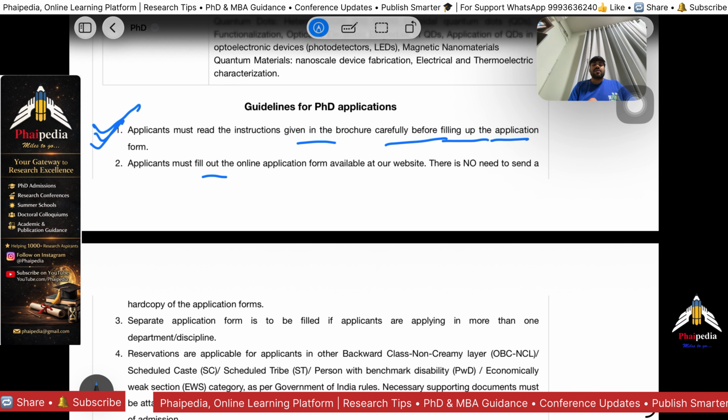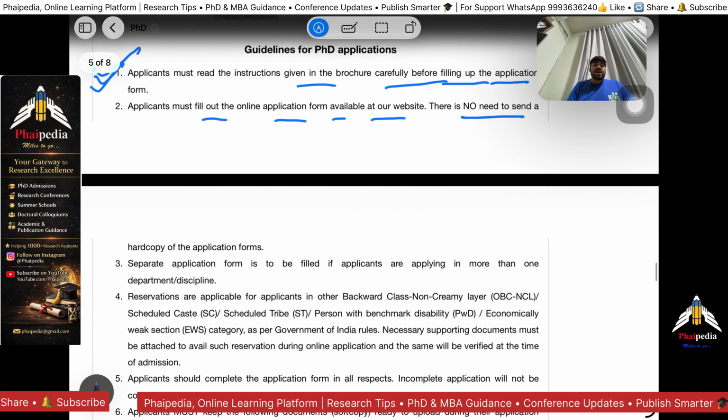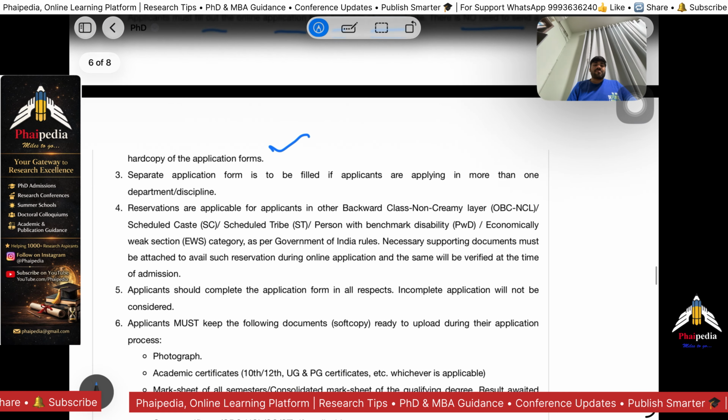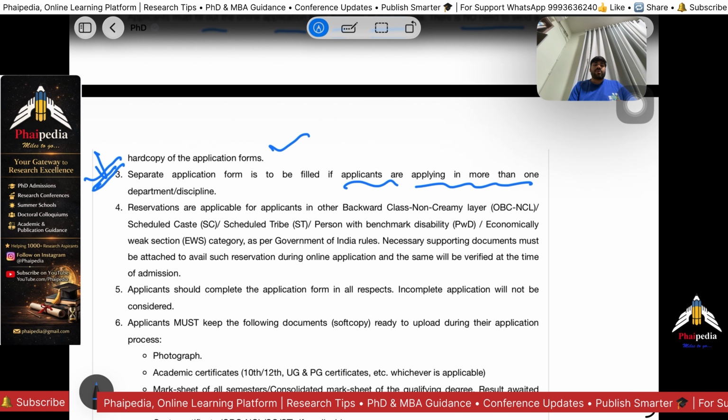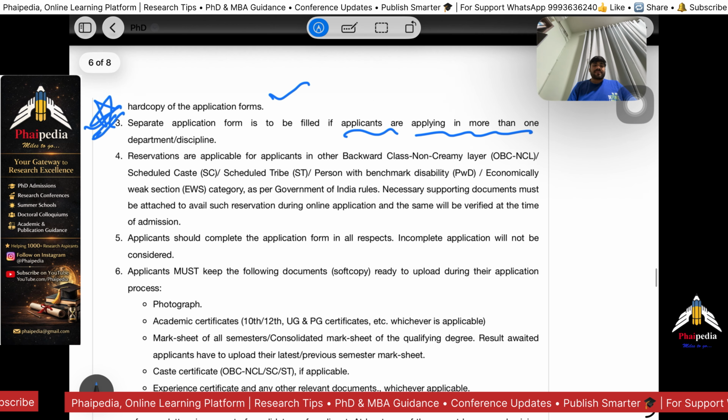Applicants must fill out the online application form available at our website. There is no need to send a hard copy of the application forms. A separate application form is to be filled if applicants are applying in more than one department or discipline. So this is the important thing: if you are applying to more than one discipline or department, then you have to fill a separate application form and pay a separate fee for that.